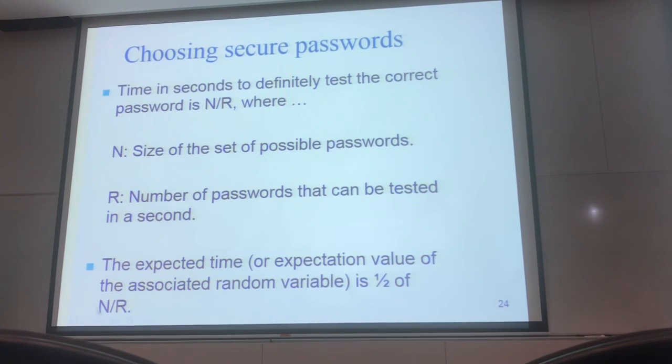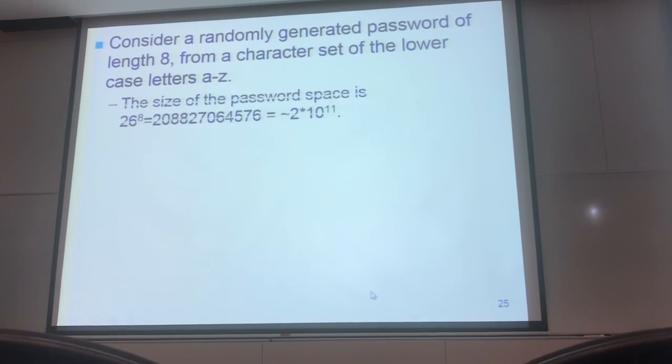In the worst case, you will need n divided by r time, where n is the number of possible passwords and r is the number of passwords that can be tested by the attacker per second. But the expected time is only half of the worst case. So this is the worst case for the attacker, and the expected is half of this worst case.